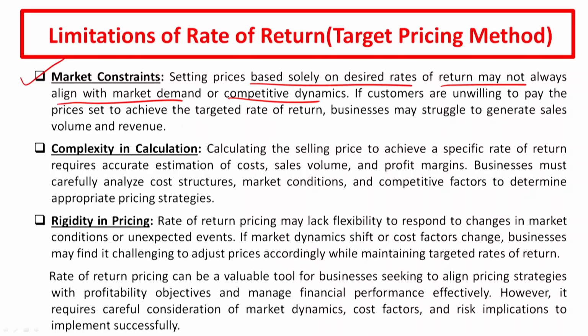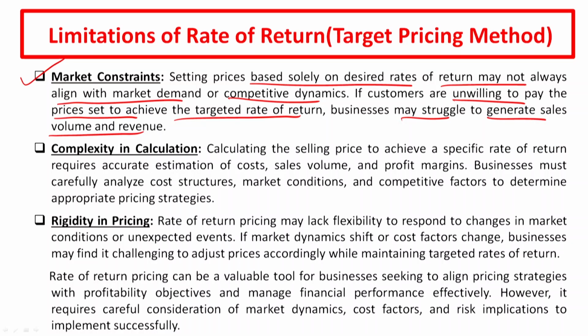For example, before Corona, if you expected to generate 10% ROI and the market somehow shattered, you will not be able to generate that amount of profit. So market constraint is the biggest limitation or challenge for the rate of return method. If consumers are unwilling to pay the prices set to achieve the targeted rate of return, businesses may struggle to generate sales volume and revenue, which means if customers are not ready to pay the predetermined prices, it might even result in losses for the firm, or the sale of the specific product may decrease.